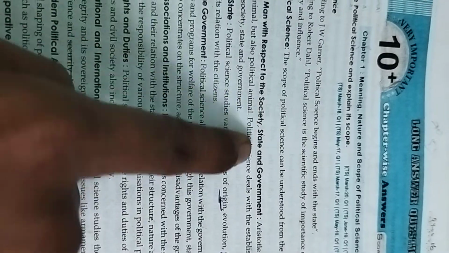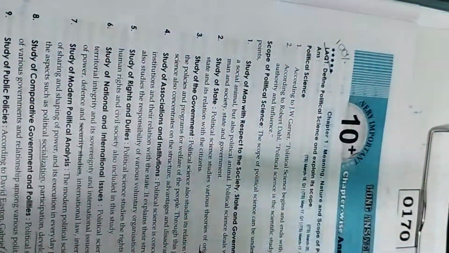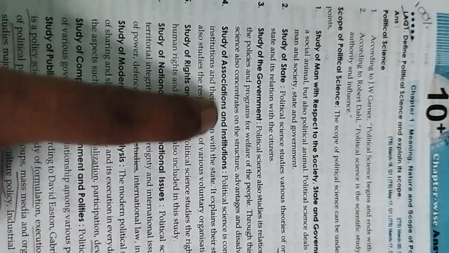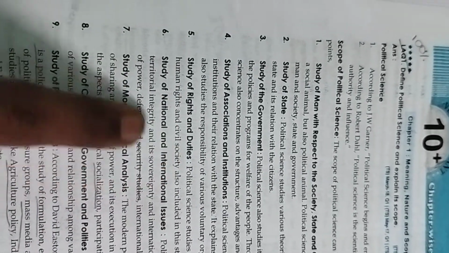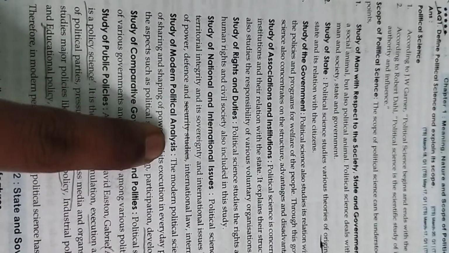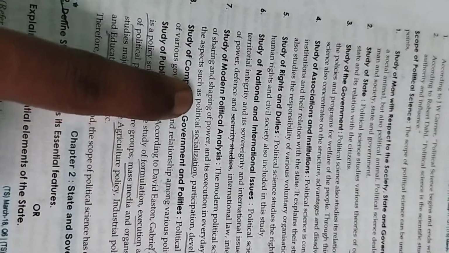These are the side headings, and we have to write the side headings briefly. First one is study of man with respect to society, state and government. Next, study of state, study of government, study of association and institution, study of rights and duties. Sixth one, study of national and international issues, study of modern political analysis, study of comparative government and politics, study of public policies.